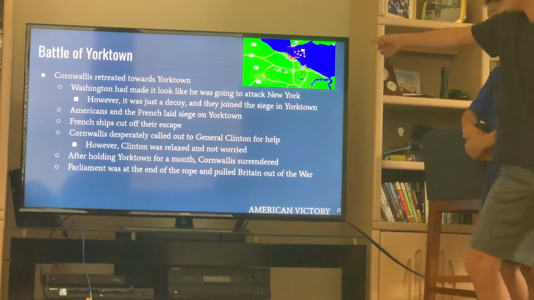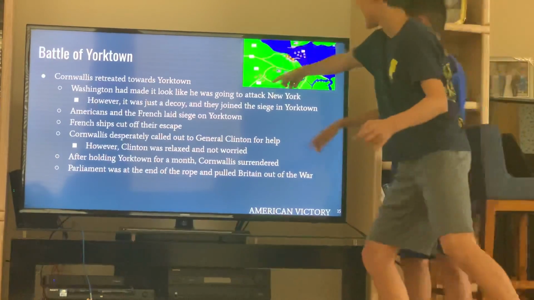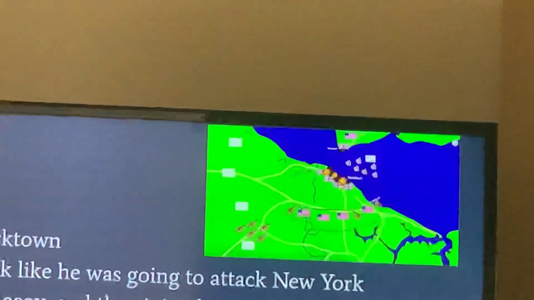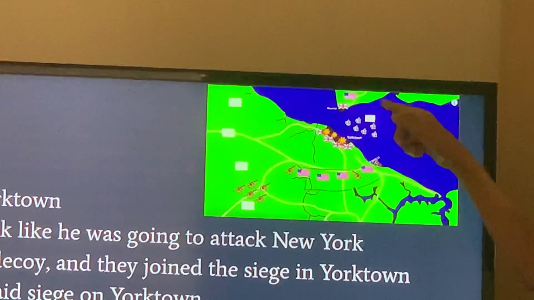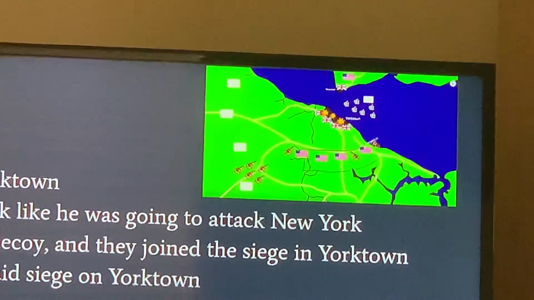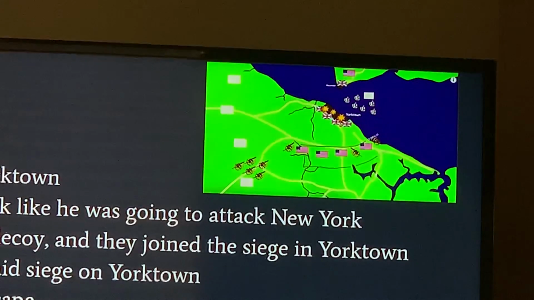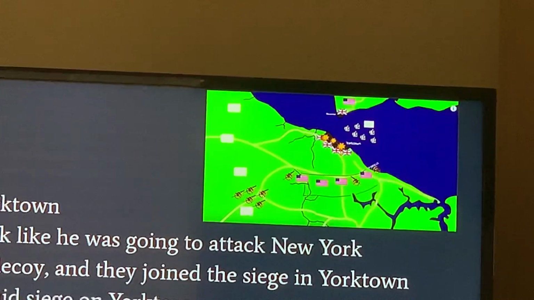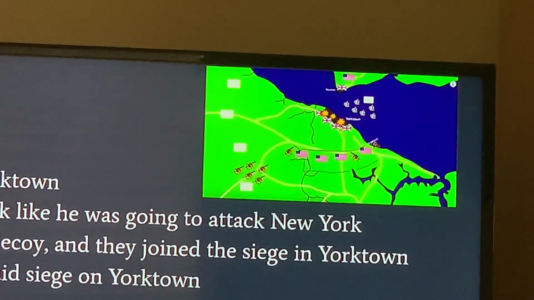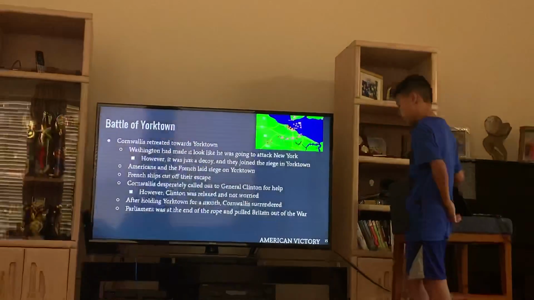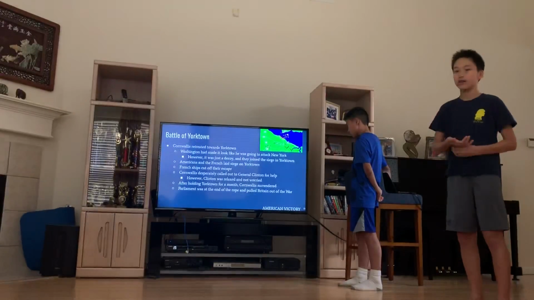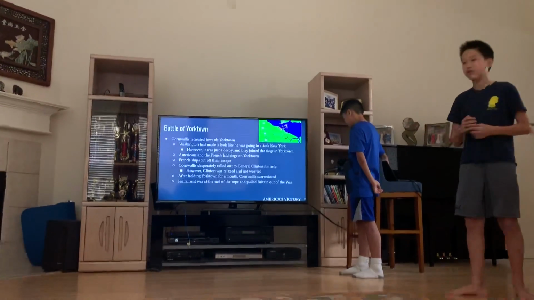Americans, right there, and the French here, laid siege on Yorktown. French ships also cut off their escape. And Cornwallis desperately called out to General Clinton for help, but unusually Clinton was relaxed and not very worried at the time. And after holding Yorktown for nearly a month, Cornwallis surrenders. Parliament just couldn't do it anymore and pulled Britain out of the war. It was an American victory and the end of the war.